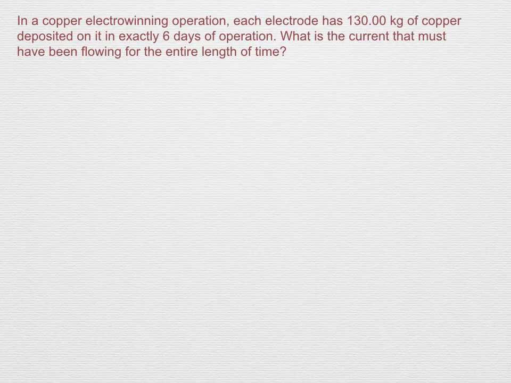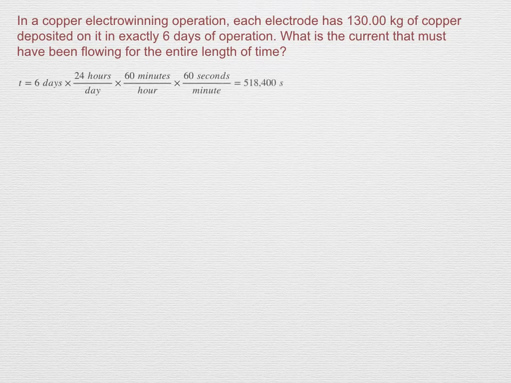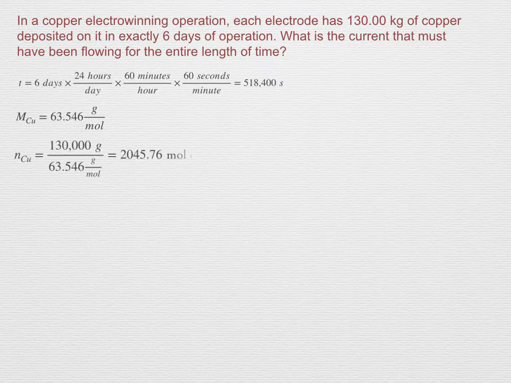First of all, the time. How many seconds are there in 6 days? 6 days times 24 hours per day times 60 minutes per hour times 60 seconds per minute, for 518,400 seconds in 6 days. We know the mass of copper deposited, but we need moles. Use the molar mass to convert. We look it up as 63.546 grams per mole. So the moles of copper is 130,000 grams divided by 63.546 grams per mole, which equals 2,045.76 moles of copper deposited.